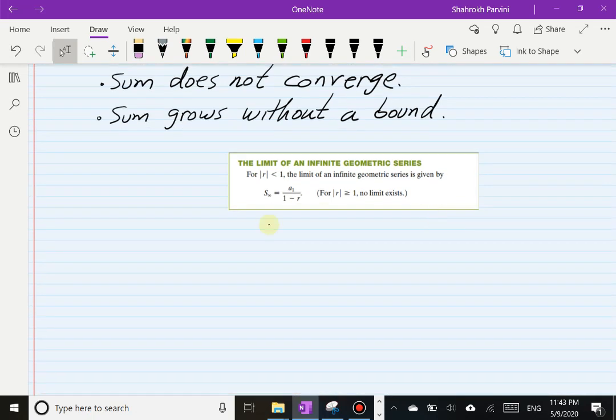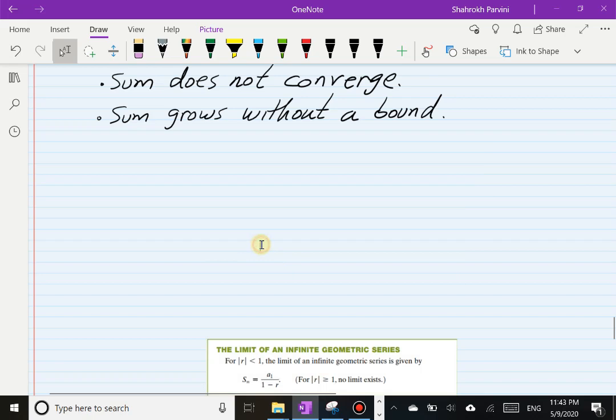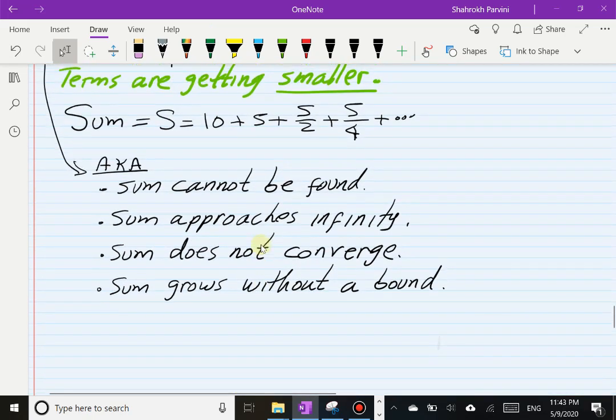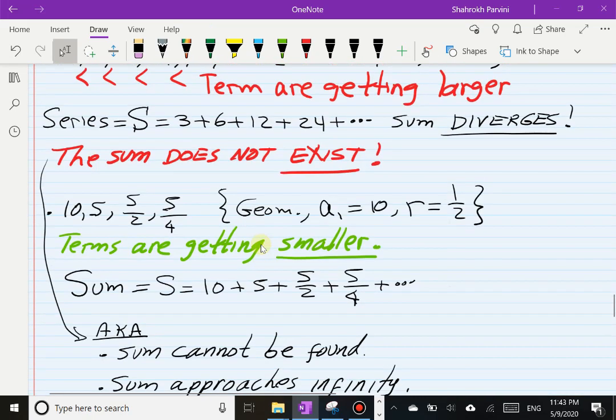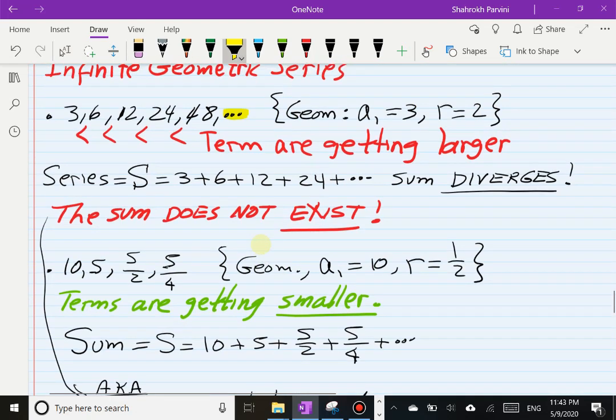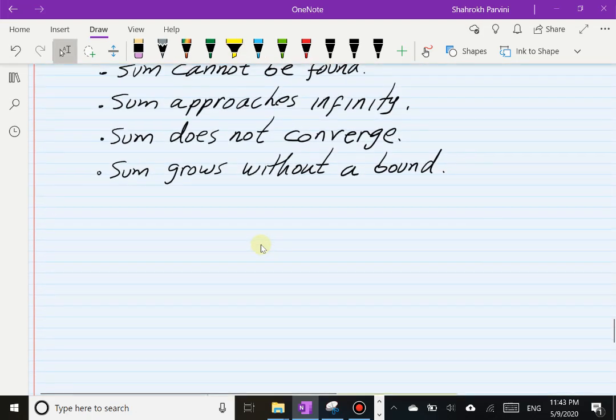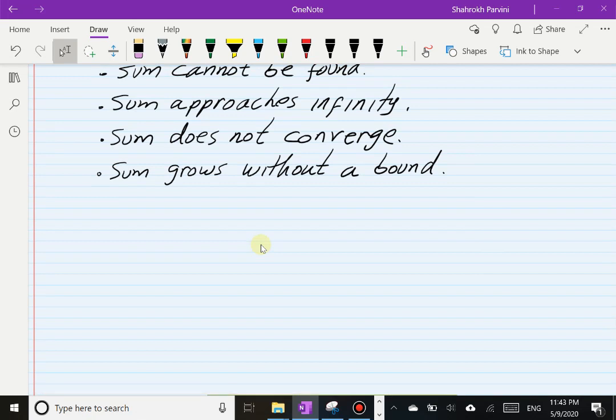Now, let's take a look at the case where, by the way, this one doesn't exist because the common ratio here is greater than 1. Now, let's see what happens. We're going to derive now the theoretical work for the case where the common ratio is less than 1. But let me show you an example here before we actually generalize the theory.